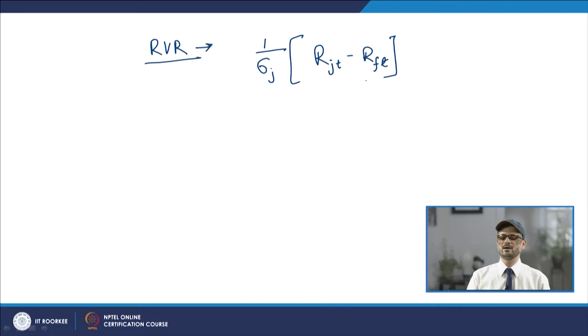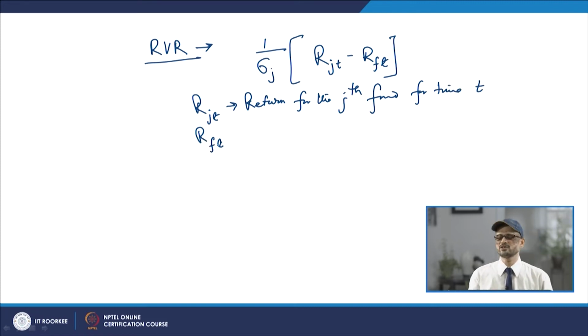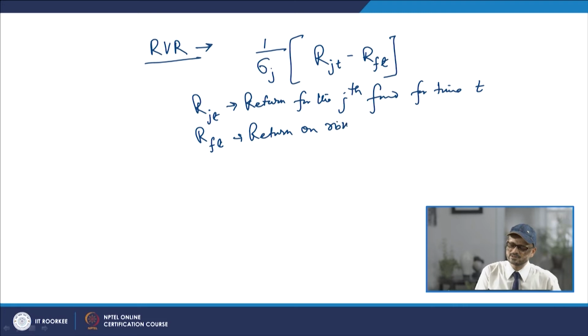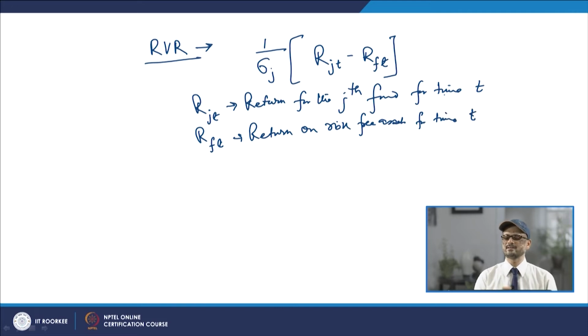RJT is the return for the jth fund for time t, and RFT is your risk free return, that is the return on a risk free asset for time t. So, you take their difference, and then it is divided by the standard deviation of the jth fund. That way you calculate this risk to variability ratio.